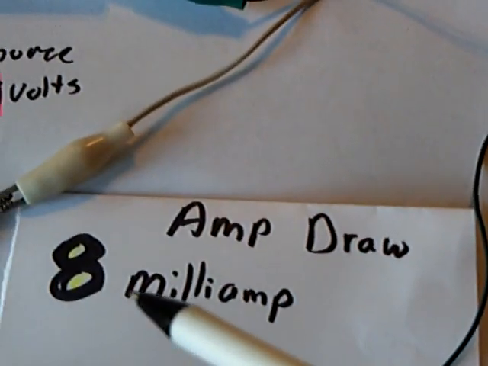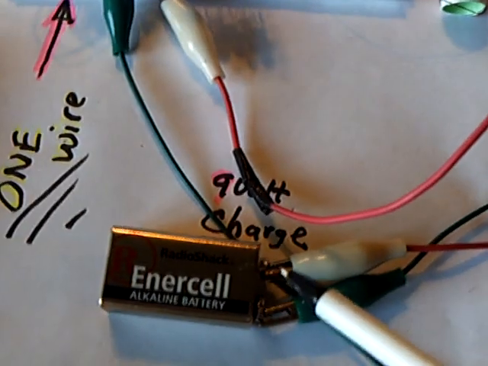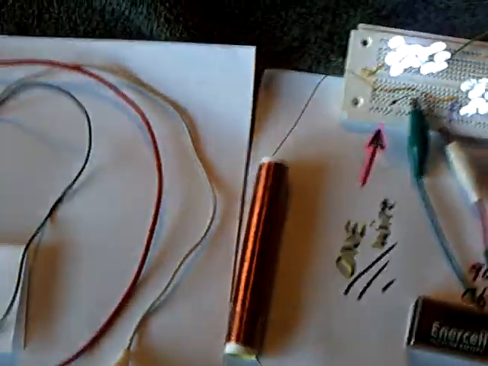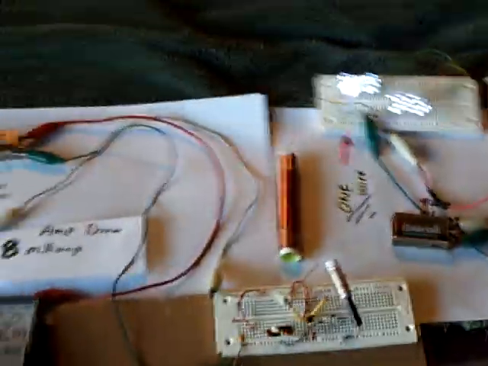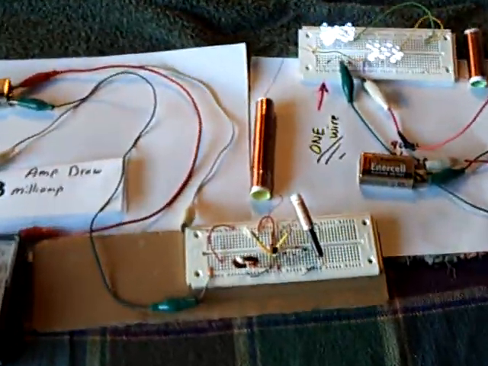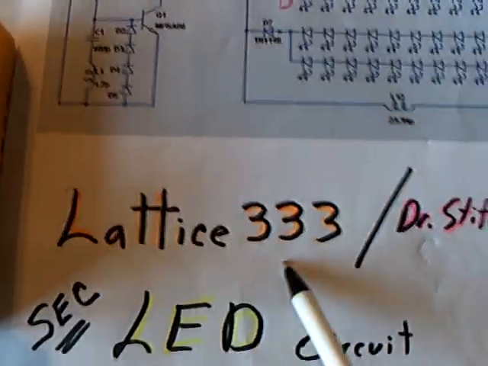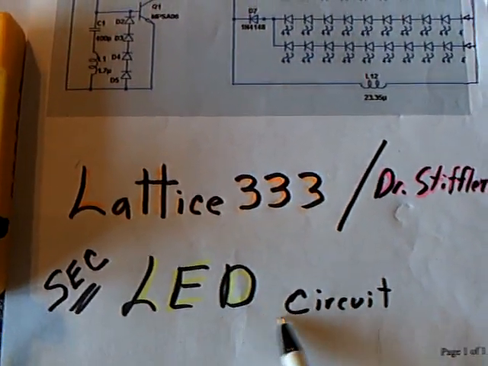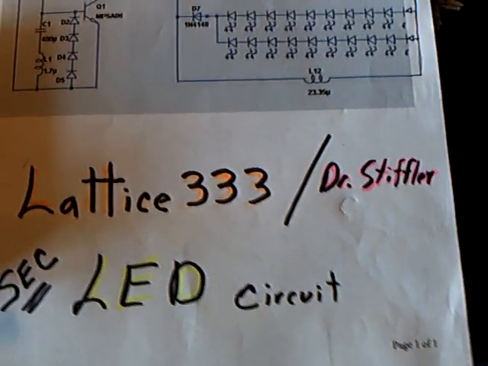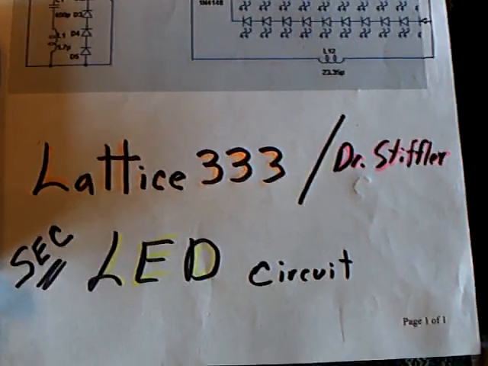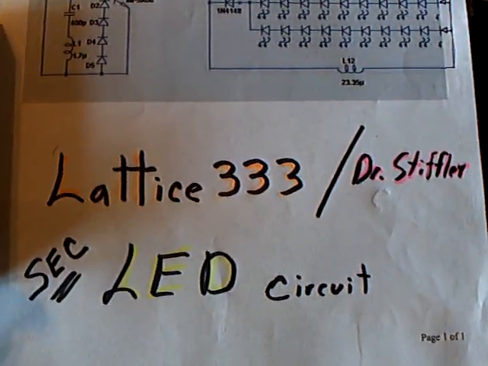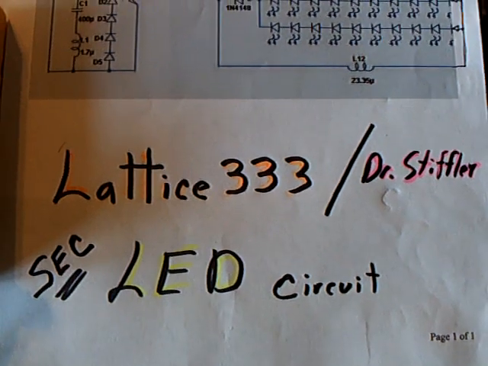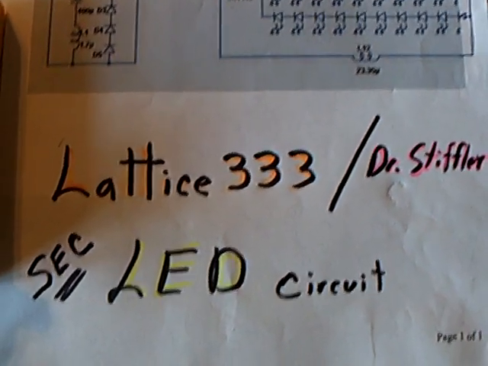At that 8 to 10 milliamp draw right there, I just swap batteries back and forth like the JT circuit or Bedini circuit back and forth. It worked quite well. Anyway, I just want to share this with people. This is quite a circuit. This is the Lattice333 modification of Dr. Stiffler's LED SEC circuit. Look it up on the energeticforum.com under energy from thin air. High voltage from thin air, I'm sorry. It's Dr. Stiffler's thread at the energetic forum.